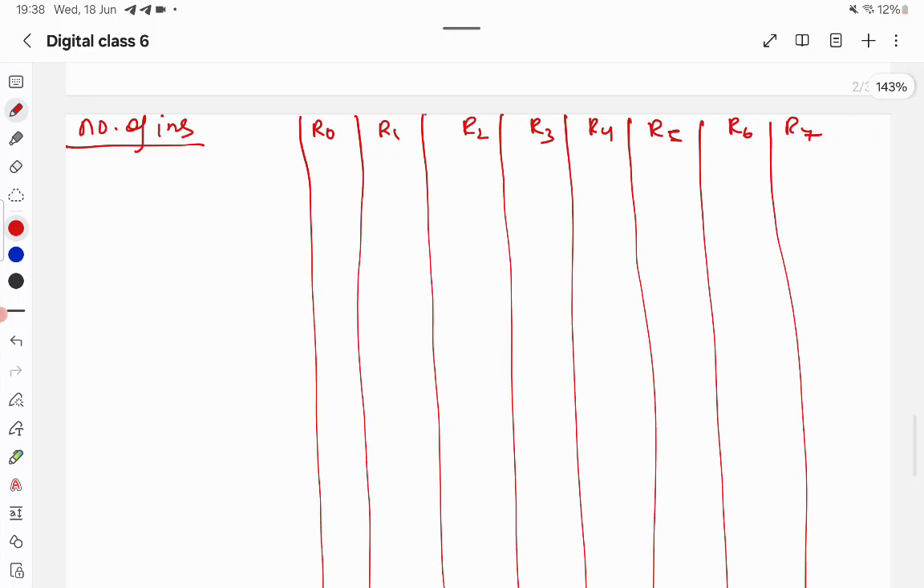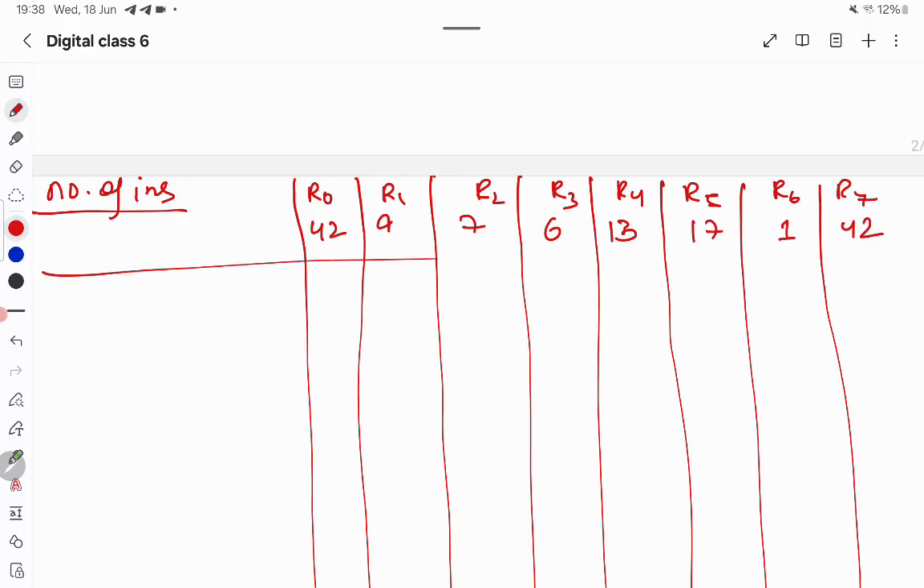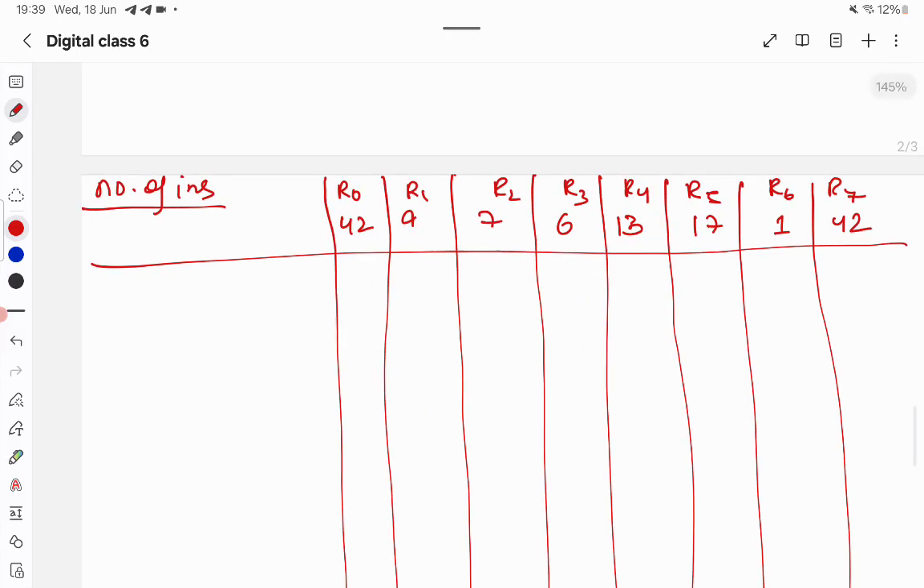So what are the values of the registers? Just tell me. 42, 9, 7, same. 6, 13, 17, 13, 1, 17, 1, 42. Okay, so you will copy down the values of the registers here. Understood? Whatever value is given initially.